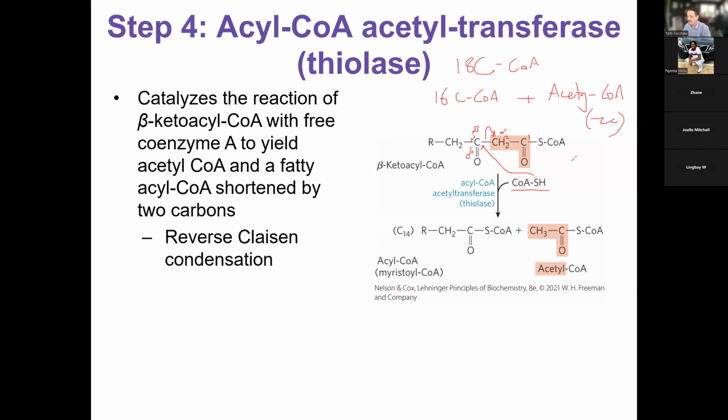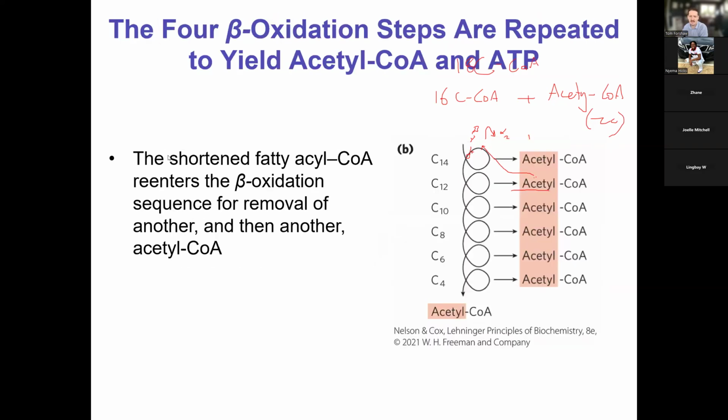Okay, that makes sense. And it's kind of similar. You can see it in this slide here. You just keep shortening it, going down, shortening it, and taking off 2 carbons each time as acetyl CoA. Okay, that makes sense.